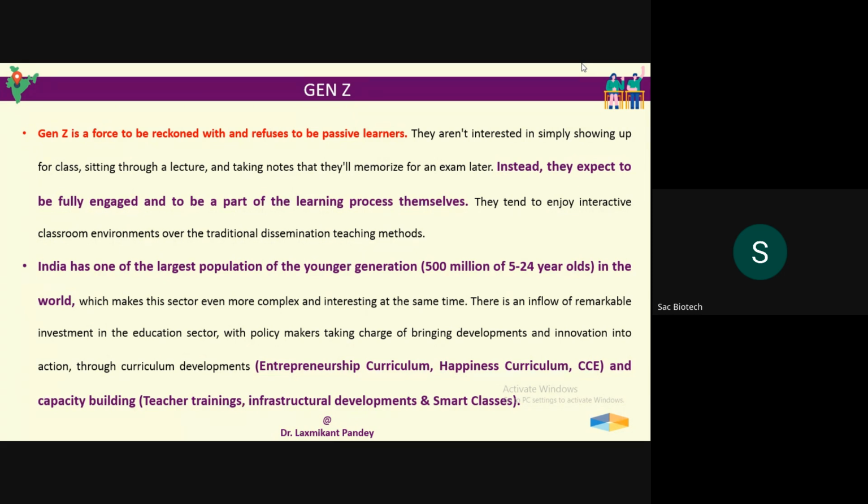And the second thing that is very important, as I said, is that a large part of the population of India is now the young generation, and they are very much technology savvy. So that's why we need to incorporate innovative methods to disseminate the information among the students. That is very important.